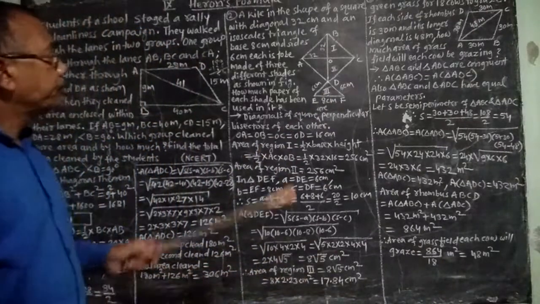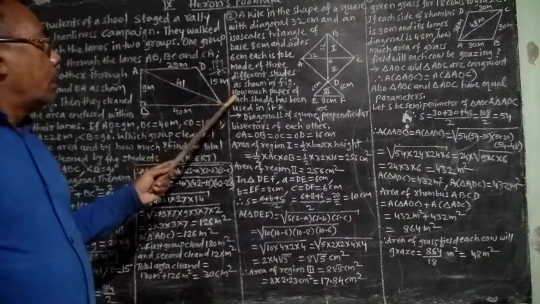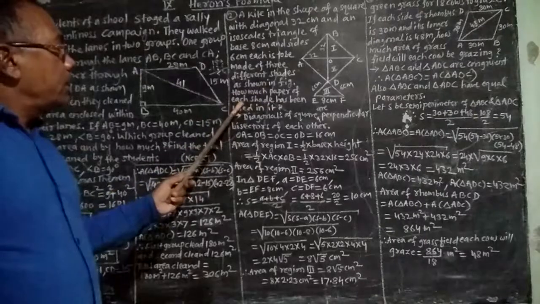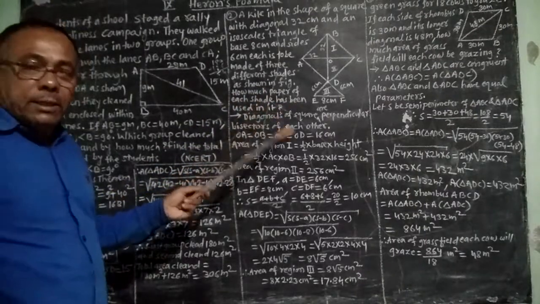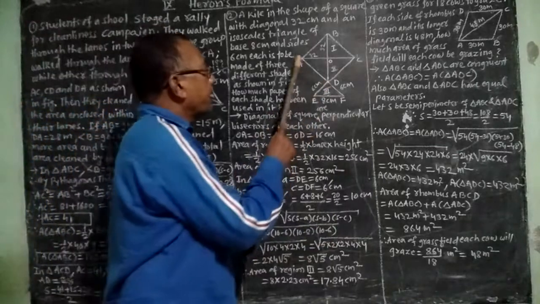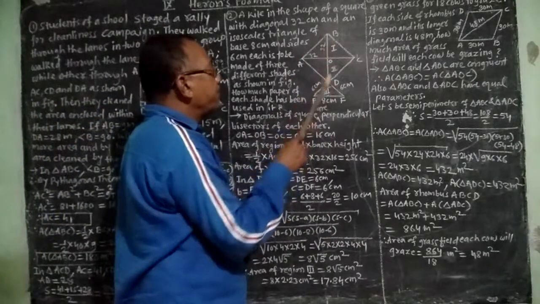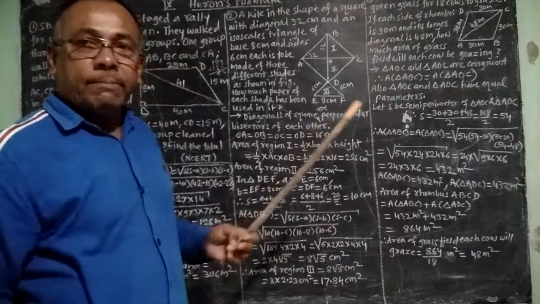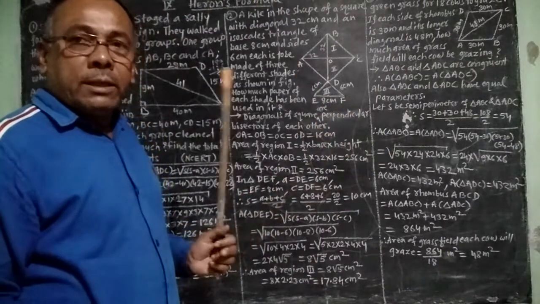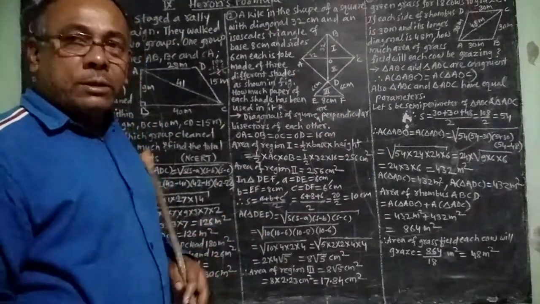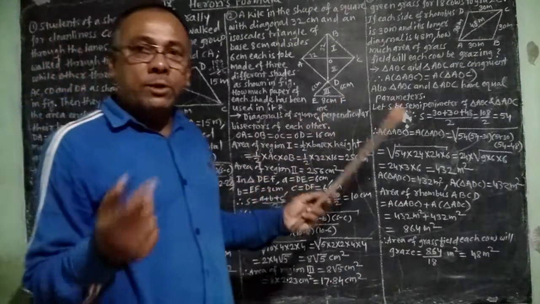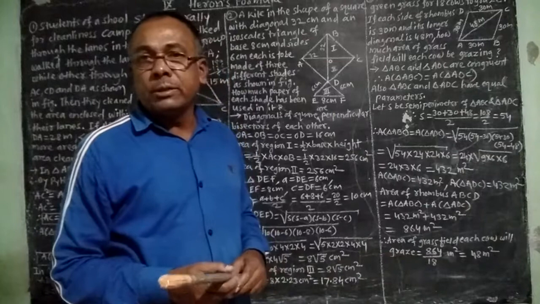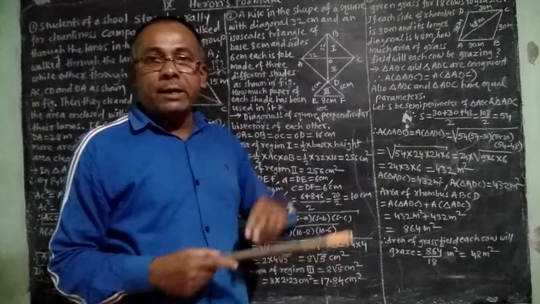Here, how much paper of each shade has been used in it? Here, diagonals AC and BD of the square are given. We know that the property of a square is that the diagonals of the square are perpendicular bisectors of each other, means they bisect at a right angle.